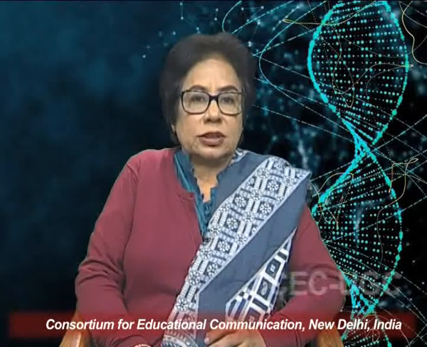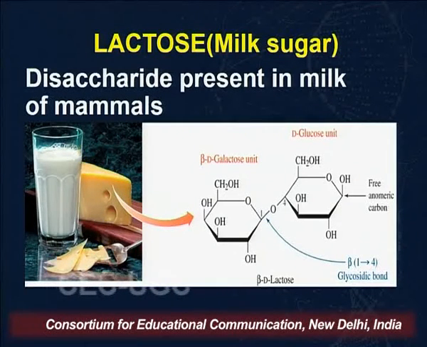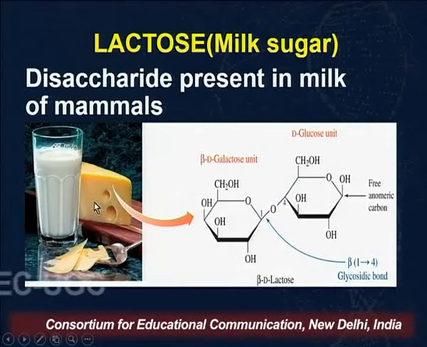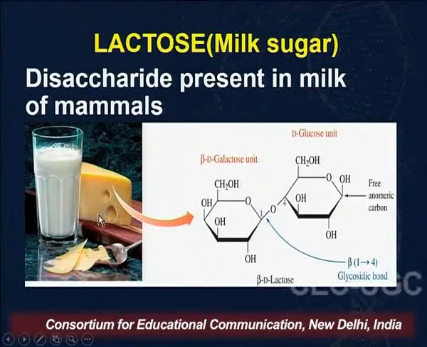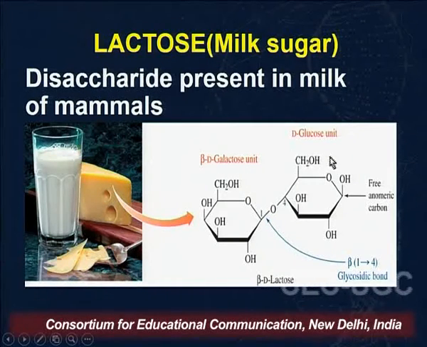What is lactose? Lactose is a milk sugar. It is also known as milk sugar. Why is lactose known as milk sugar? Because it is present in the milk of mammals. As you can see, it is present in milk and all the products obtained from milk, like cheese and curd, right? And when we talk of lactose, you have to remember that the monomer units or sugar residues in lactose are a beta D-galactose unit and a D-glucose unit.